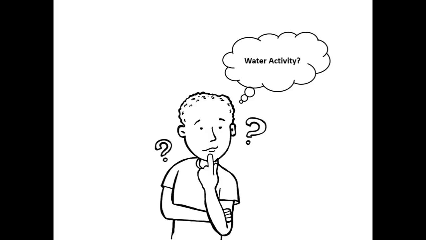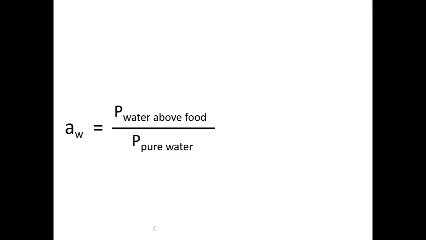So what's water activity then? Water activity, or AW, is defined as the ratio of the partial vapor pressure of water above a food to the vapor pressure of pure water at the same temperature and pressure. Let's first talk about the vapor pressure of pure water.